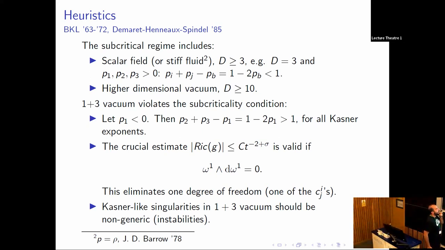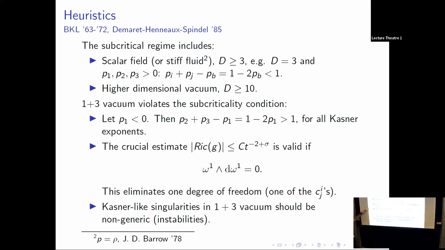However, this is a nice observation by Damour, Henneaux and Nicolai. When you increase the number of spatial dimensions, it's relatively easy to see that if you increase them a lot, then the Kasner exponents can be smaller and smaller, which would mean that this combination is less than one. And it's interesting that for all spatial dimensions strictly less than 10, this condition cannot be satisfied. So you cannot be in the subcritical regime. But for spatial dimensions larger or equal to 10, or space-time dimensions larger or equal to 11, this is possible. So 11 seems to be the magic number here.